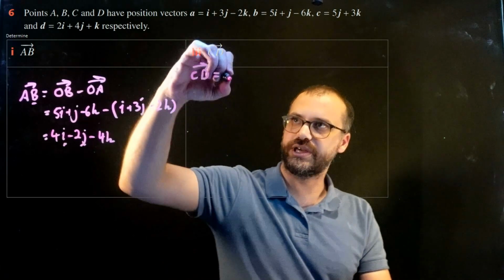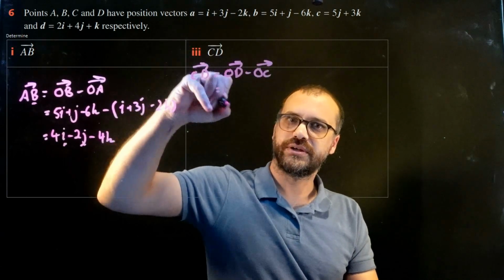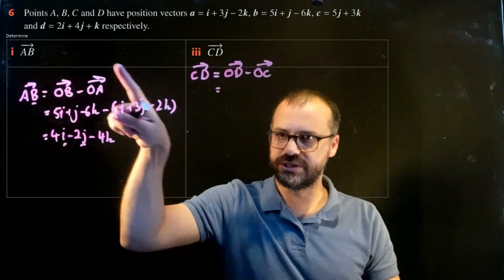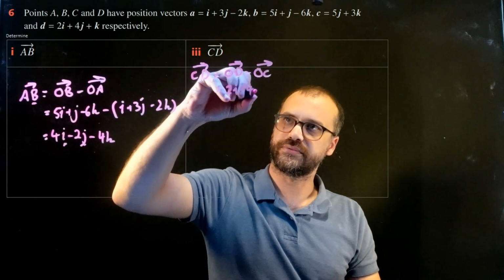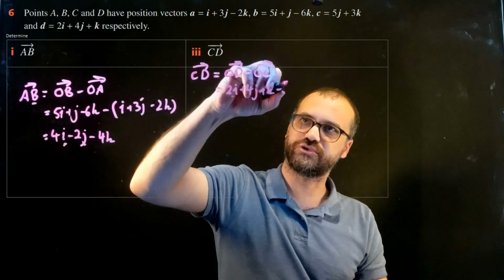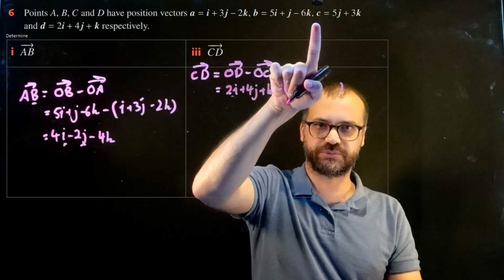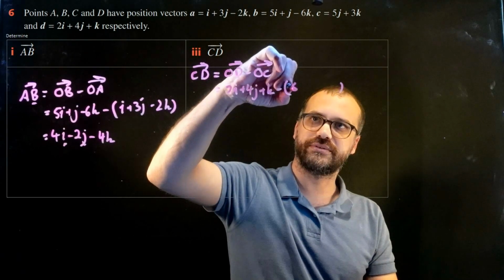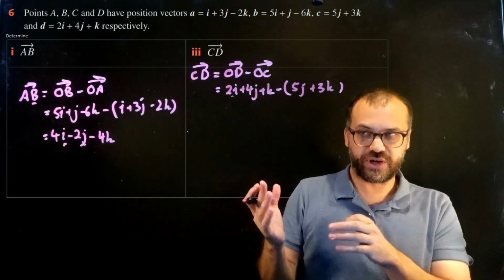Okay, next one, CD. Again, very knee-jerk reaction here. OD minus OC. All right, I've got OD, which is 2i plus 4j plus k. And I am subtracting, careful, OC. I'm subtracting 5j plus 3k. Notice there's no i component here. That's fine, it's like 0i.